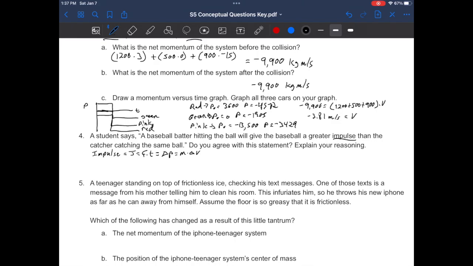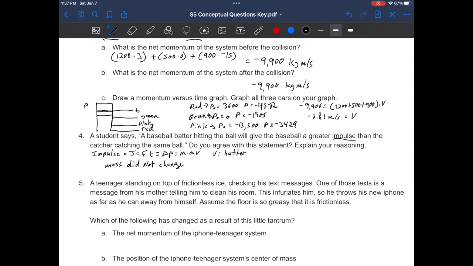Change in momentum can be calculated as mass times a change in velocity. Well, for the ball, the mass isn't changing, right? The mass is constant whether a catcher catches it or the batter hits the ball. So the mass did not change. So let's look at the change in velocity. Which one will give the ball a greater change in velocity? The batter or the catcher? All right, well, without specific numbers, we're just going to have to look at variables.